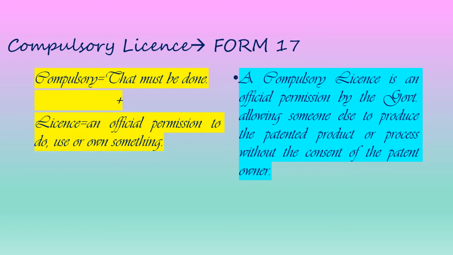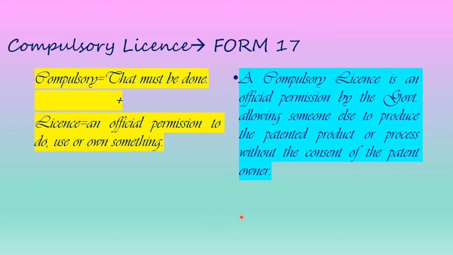Friends, as we know, the key term for form number 17 is compulsory licenses, so you can see here that compulsory license indicates form number 17. Fine. So now we will see what it means literally. Compulsory means that which must be done, plus license. So what is the meaning of license? License is an official permission to do, use or own something. This is the literal meaning of compulsory license or compulsory licensing.